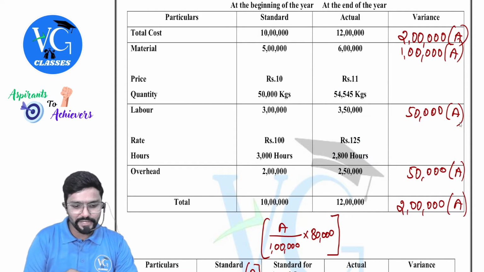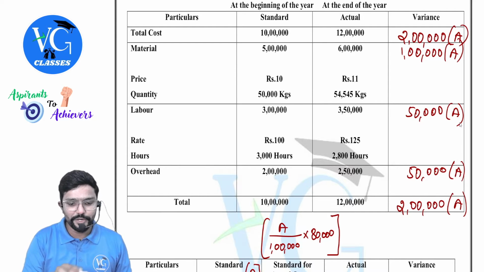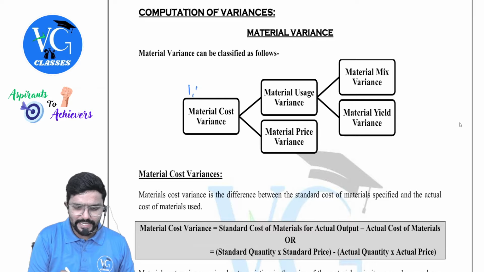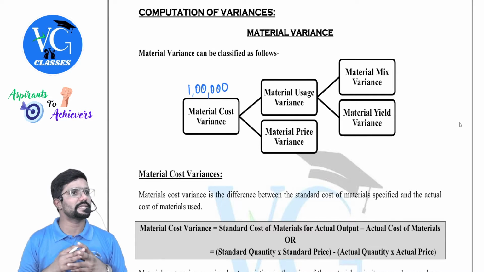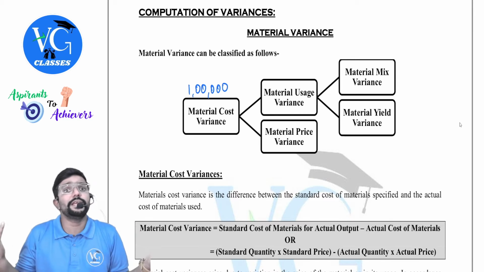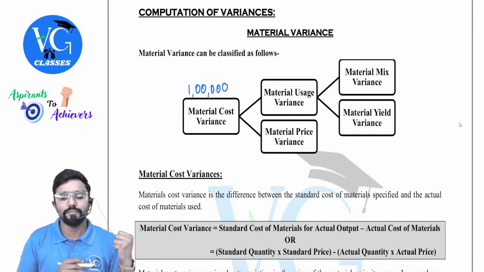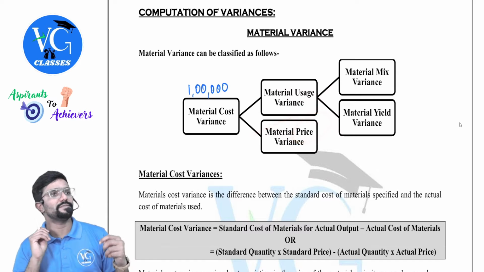Our material cost variance was how much, guys? 1 lakh. So first we'll calculate this. And this is due to what reason? Did we use more raw materials or did we pay more? It can be both also. So we now need to find out the material usage variance and material price variance.